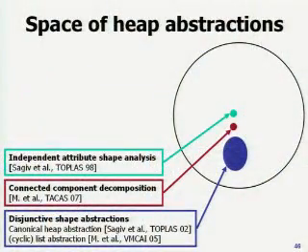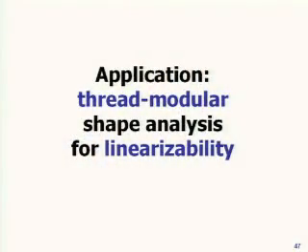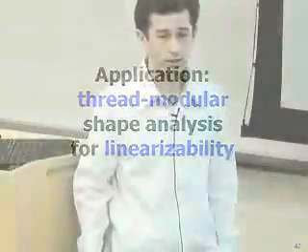And going back to the space of abstractions, it's a more general kind of abstraction. It's parametric, so you can actually use it to describe different kinds of abstractions. And I've applied this abstraction to prove linearizability.